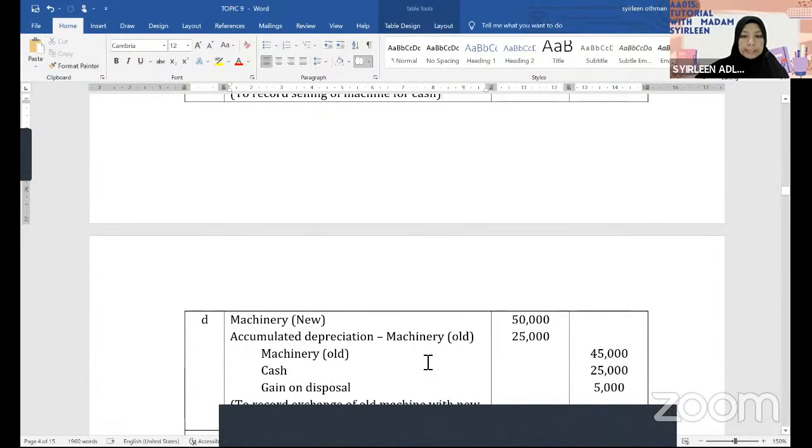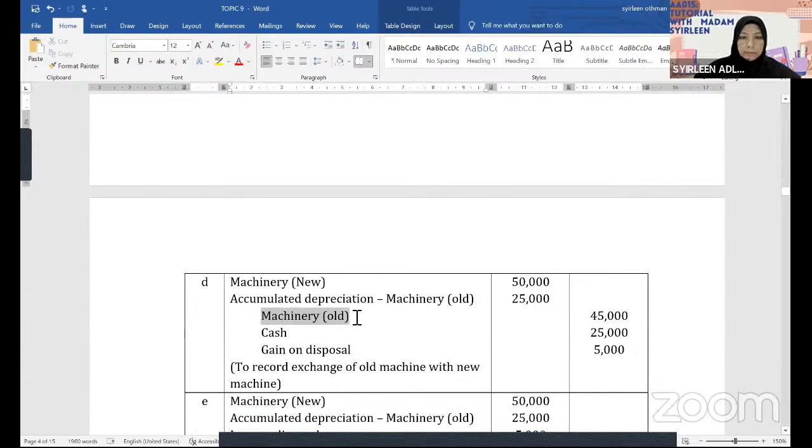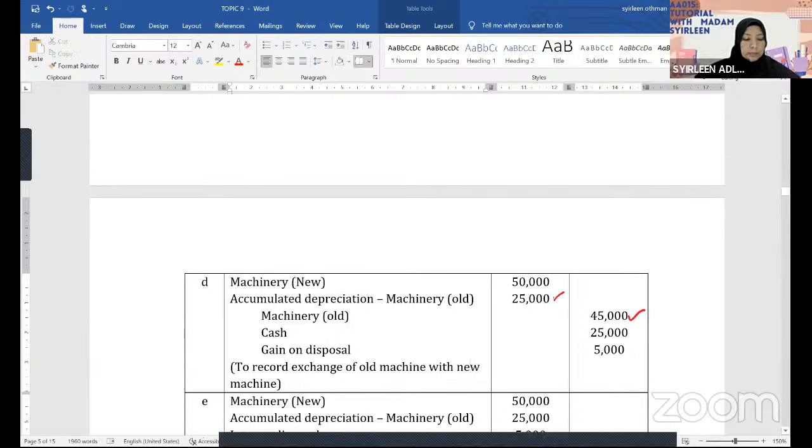Untuk catatan, okay, the basis of the journal. Okay, satu, saya akan tutup aset lama, which is 45,000. At the same time, saya akan tutup the accumulated depreciation for the old machine. Ini basis lah. Mesti ada. Okay. And then, as I mentioned earlier, they give you 25,000 ringgit for the trade-in value.